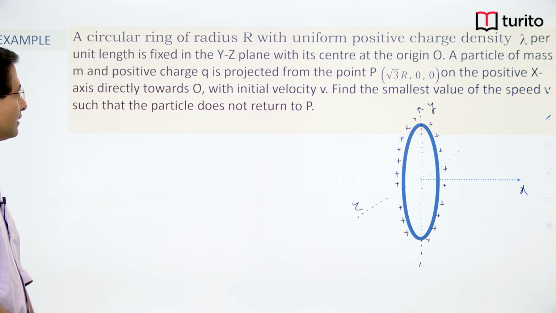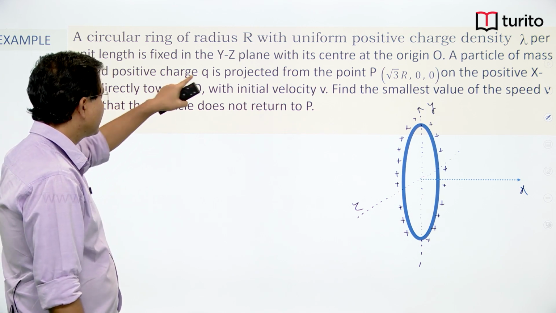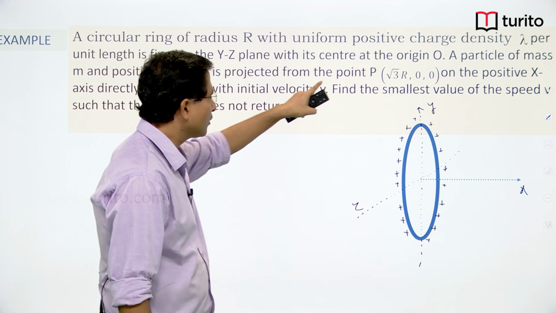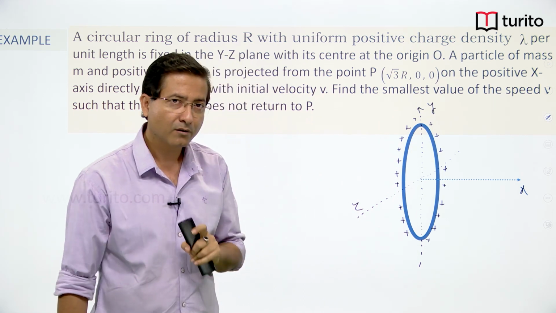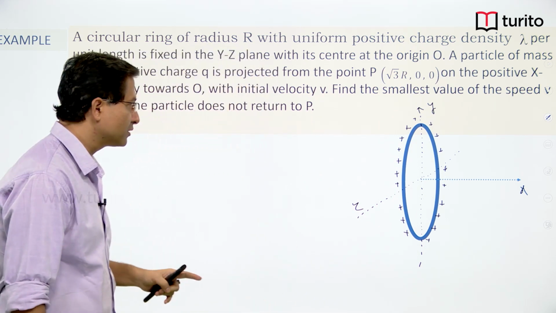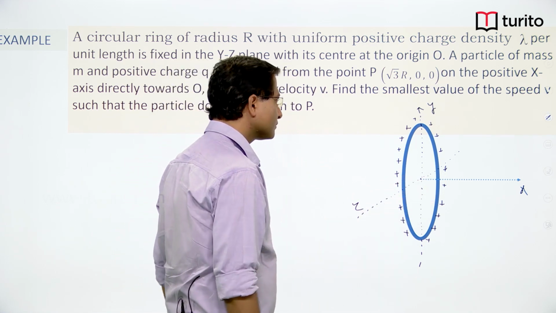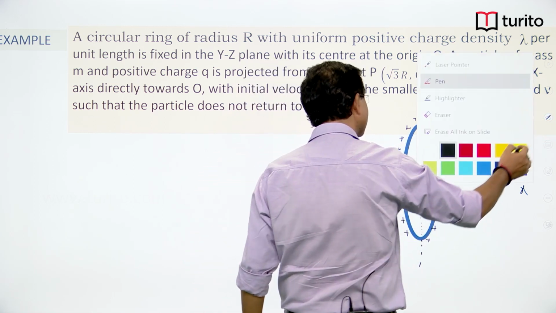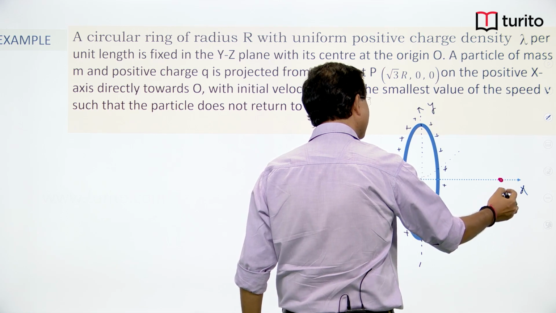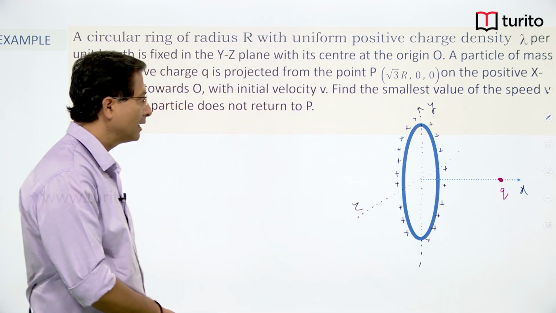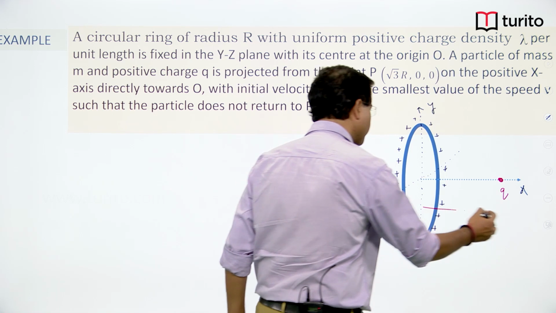Now let us see the question. A particle of mass m and charge q is projected from point P, which is root 3 r, 0, 0 on the x axis. From the center it is root 3 r if this point is origin, right. So, let us say this charge q is somewhere here at distance root 3 r from the center of the ring.